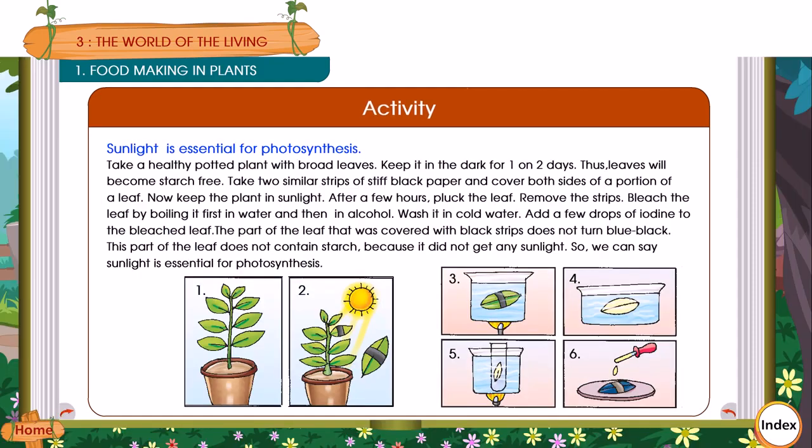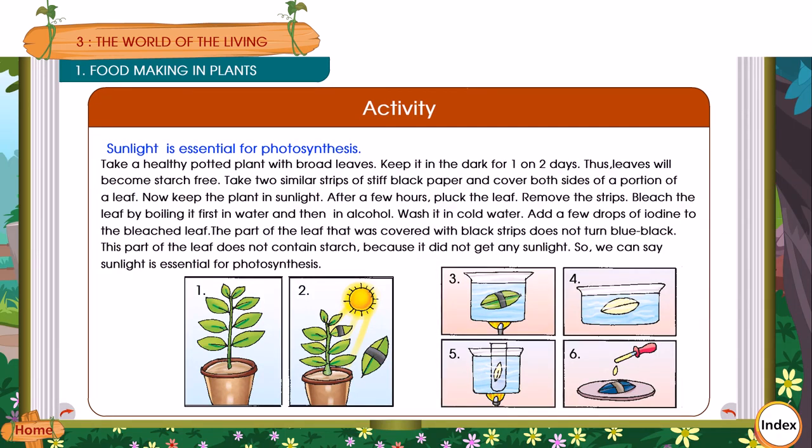Activity. Sunlight is essential for photosynthesis. Take a healthy potted plant with broad leaves. Keep it in the dark for 1 or 2 days. Thus, leaves will become starch-free. Take 2 similar strips of stiff black paper and cover both sides of a portion of a leaf. Now, keep the plant in sunlight.